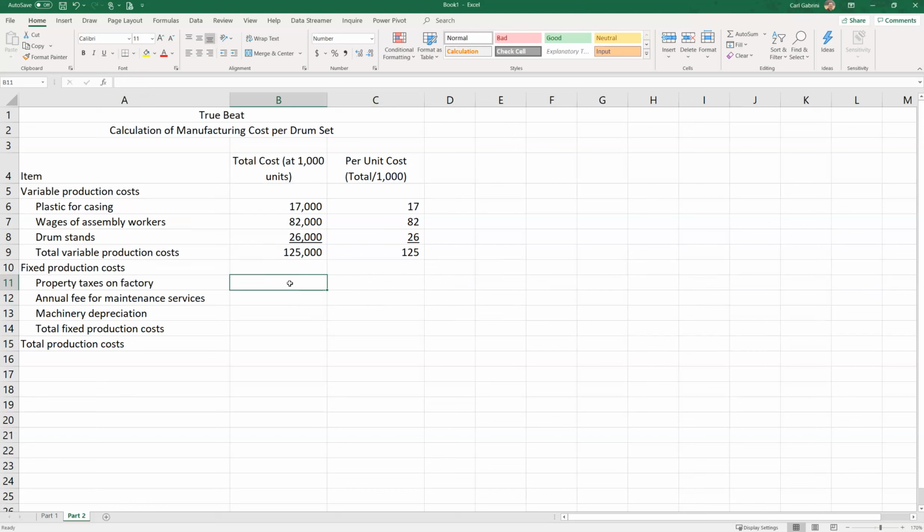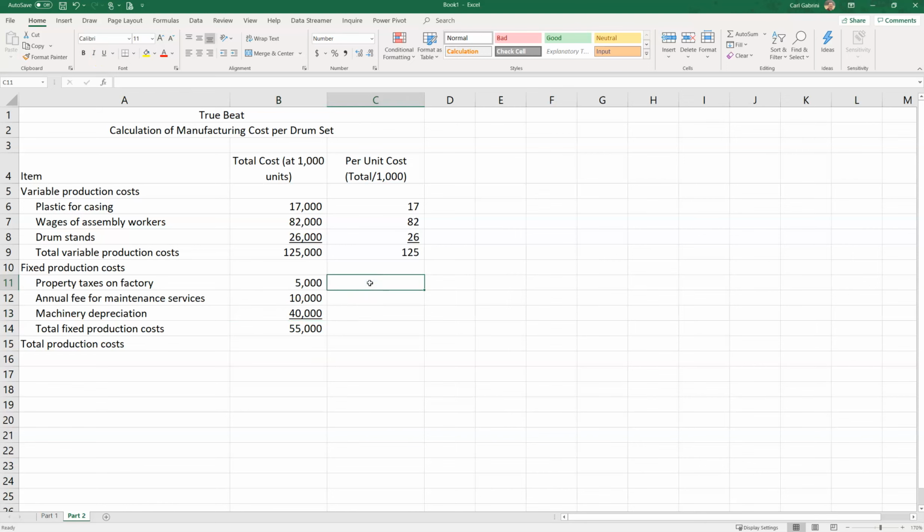Now, what were our fixed production costs? Well, again, you run down the fixed and you want the product cost. So if it's in fixed and it's in product, it's going to be included here. So the $5,000 in factory property taxes, the annual maintenance fee for $10,000, and then the depreciation for $40,000. And we use the auto sum feature again. It gives 55,000. I'm going to put another underline there.